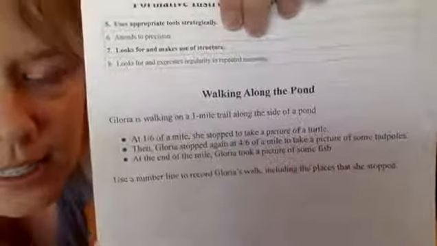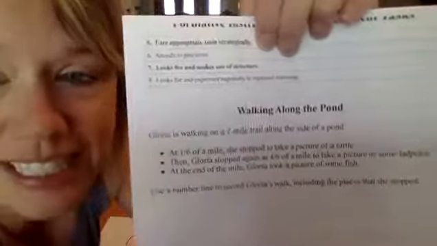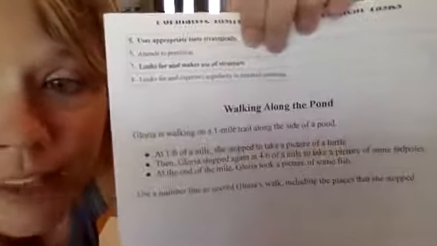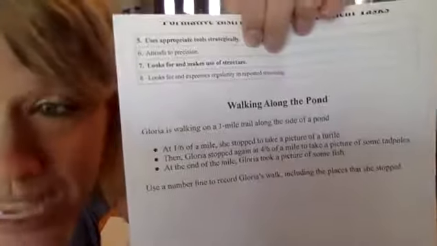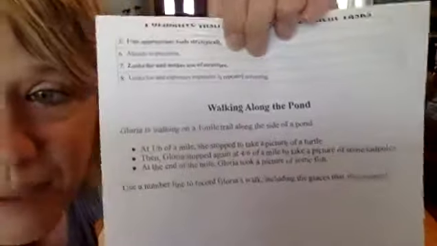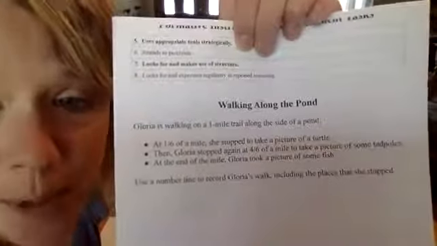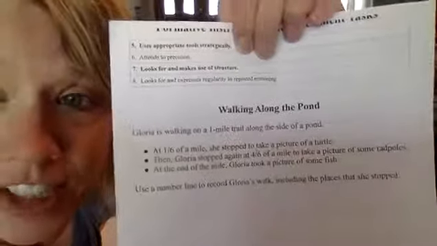So Gloria is walking along the pond. It is a 1-mile trail along the side of a pond. At 1/6 of the mile, she stopped to take a picture of a turtle. Then Gloria stopped again at 4/6 of a mile to take a picture of some tadpoles. At the end of the mile, Gloria took a picture of some fish. Use a number line to record Gloria's walk, including the places that she stopped.